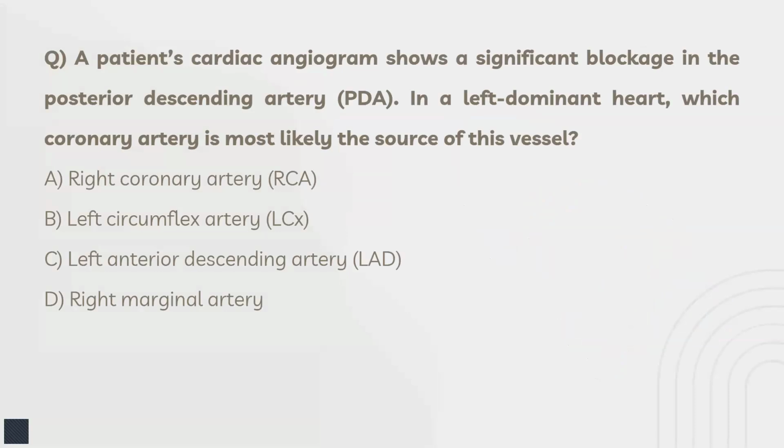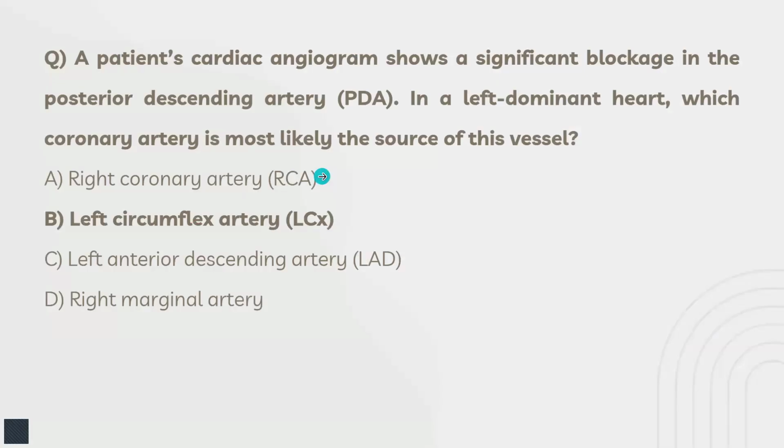A patient's cardiac angiogram shows a significant blockage in the posterior descending artery, PDA or PIA. In a left dominant heart, which coronary artery is most likely the source of this vessel? Okay, so the answer is B.